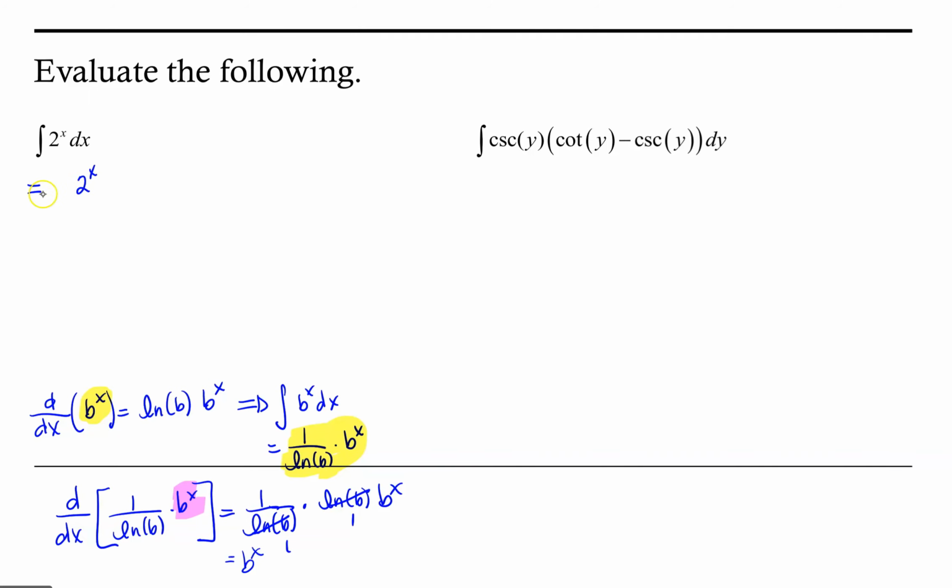So in this example where I have 2 to the x, then my antiderivative is going to be 1 over the natural log of 2 times 2 to the x power. So over natural log of 2, plus c.